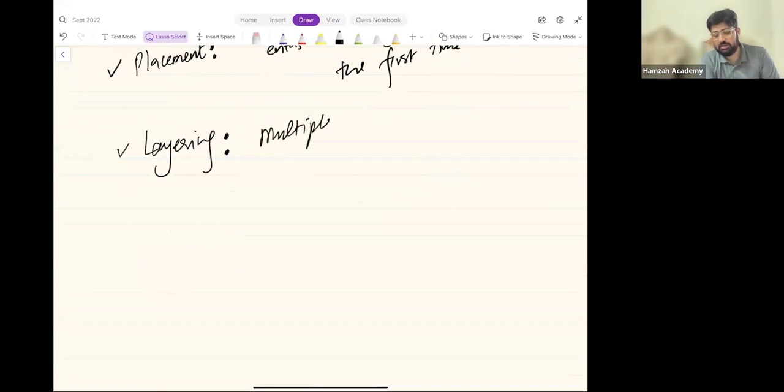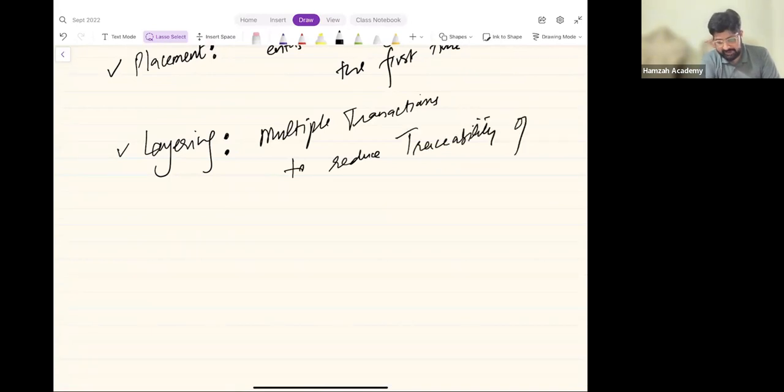Layers, multiple transactions to reduce traceability of funds. Yes.